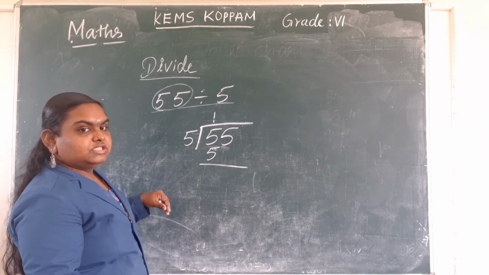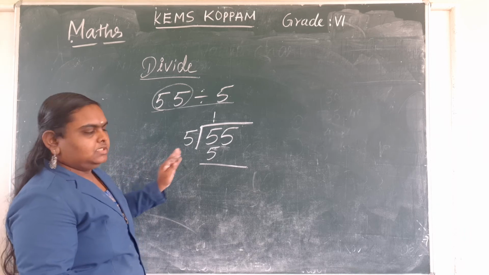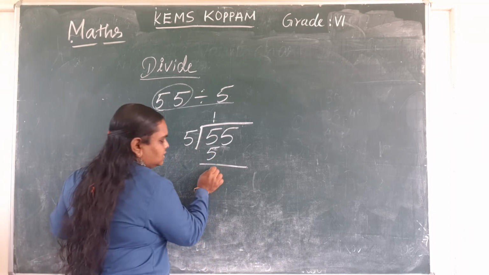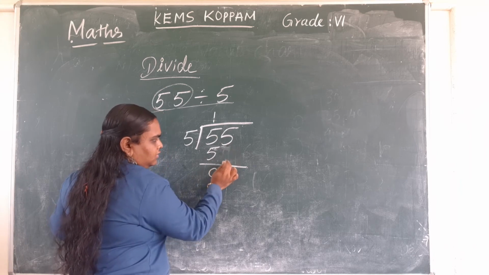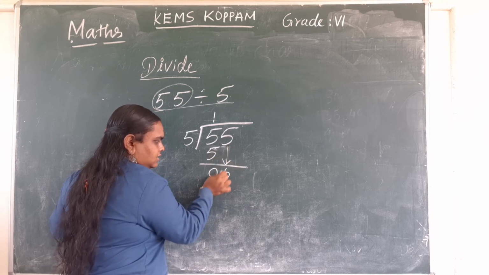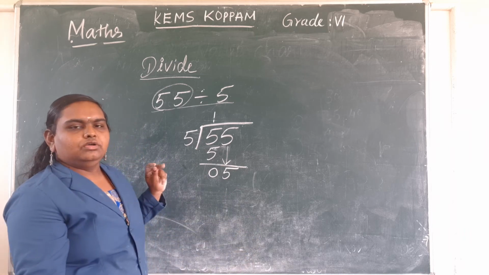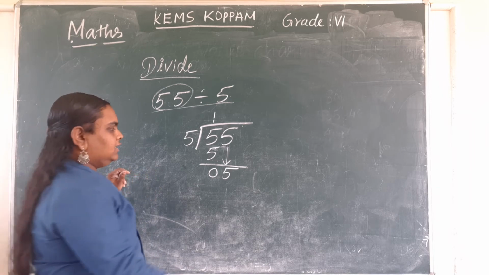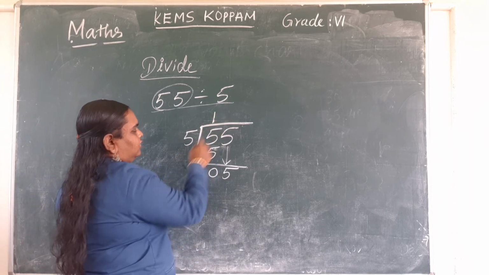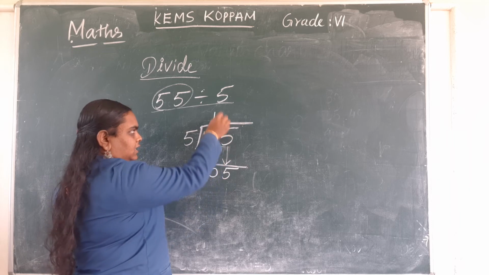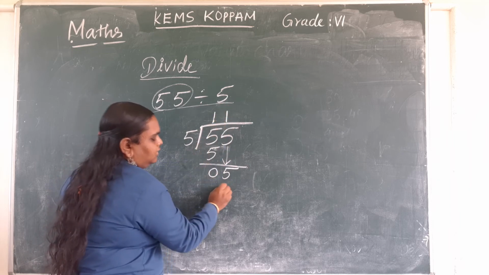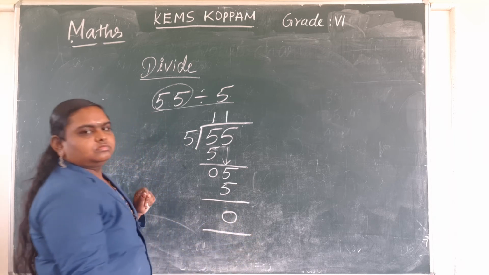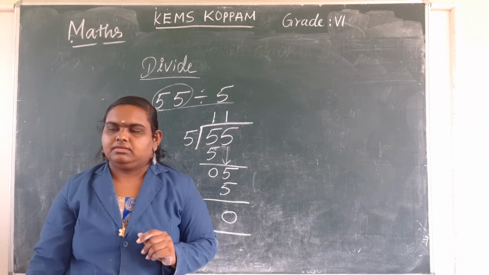In multiplication we added the numbers. In division we have to subtract. So it becomes 0. Then we have to bring these numbers down. So we are writing 5. Then remaining 5, 5. So same answer. So 1 five is 5. 5 minus 5, 0. Okay. Is it clear?